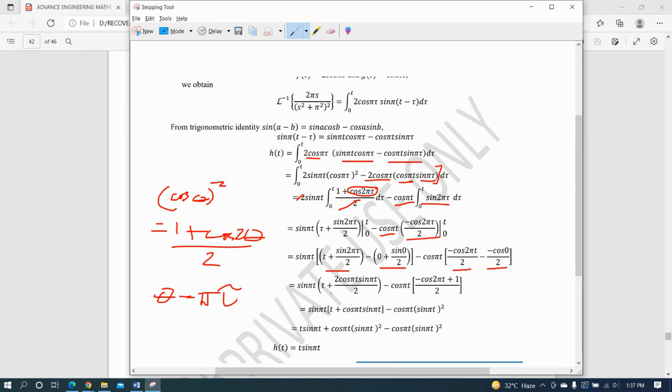sin pi t plus t. Ay, wait lang. Yeah. So, ito sinubstitute ko na pala, guys. So, dapat ito, t plus sin 2 pi tau over 2 lang siya. Bakit tau pala to? Dapat t pala to. Sorry, guys. T na to kasi nag-substitute na ako. So, hindi ko lang na-edit. Okay? So, this should be t plus sin 2 pi t over 2.